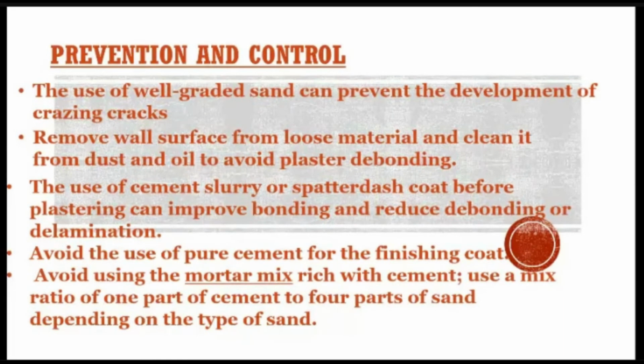Prevention and control of plastering defects: the use of well graded sand can prevent the development of crazing cracks. Remove all loose material from the surface and clean it from dust and oil to avoid plaster debonding. The use of cement slurry or spatterdash coat before plastering can improve bonding and reduce debonding or delamination.